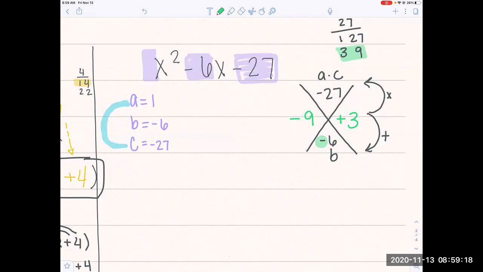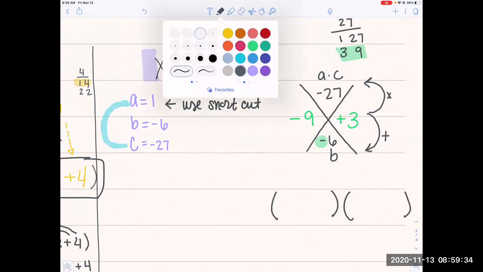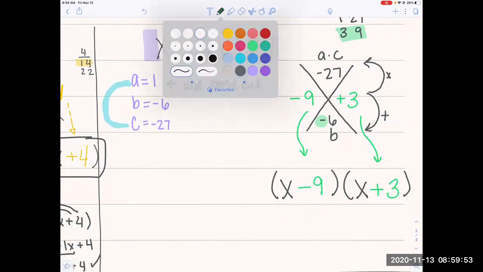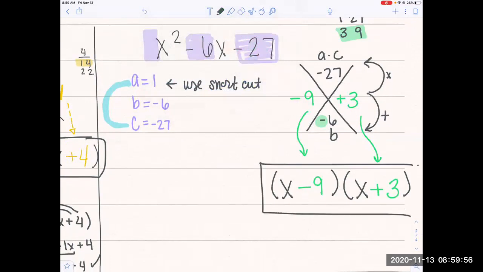All right, from there, because this one has a equal 1, I can use the shortcut. So I can go straight to my parentheses. Because it's x squared, I'm going to have x and x, and then I'm just going to carry down my numbers, -9 plus 3. And so that will be my answer. We are going to check this one because we got a little bit of time.